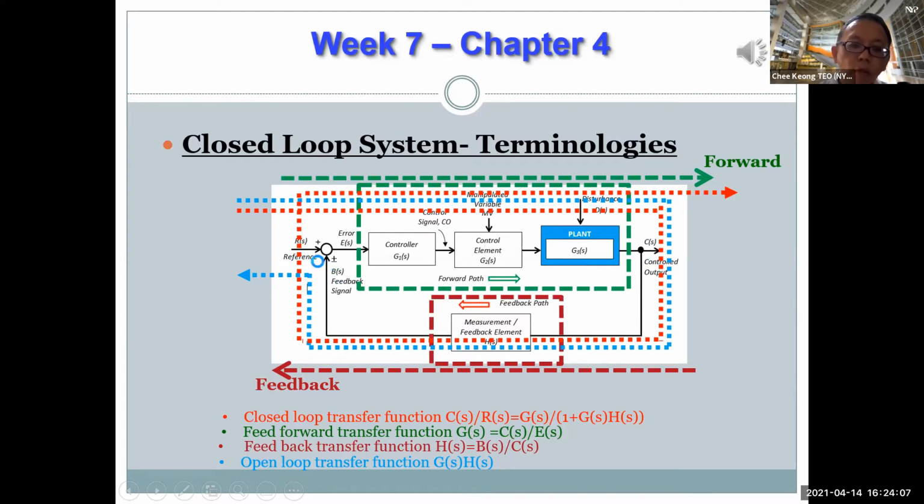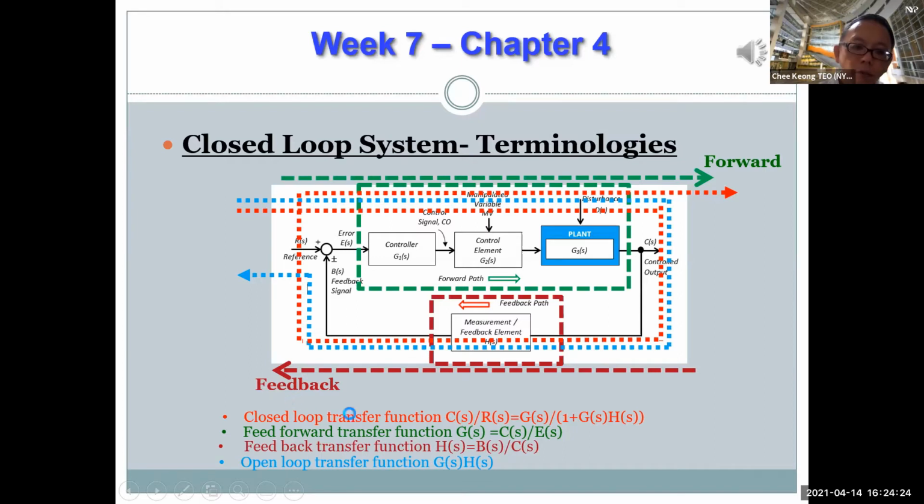So in order to know the entire loop gain, I got to open this loop and then say that, hey, I only allow it to go by one time, forward and reverse. So the total multiple of the gain at the forward path and the feedback path will be your loop gain. That is G of S times H of S, right?